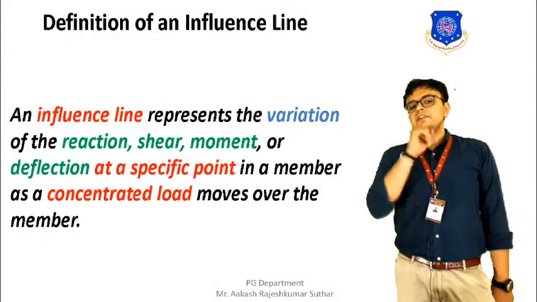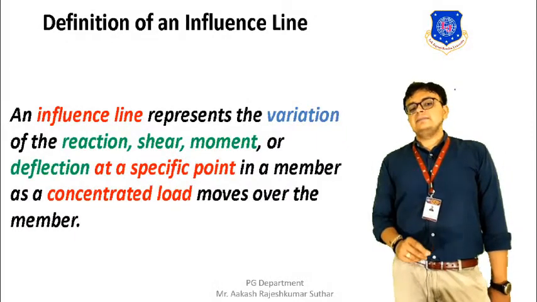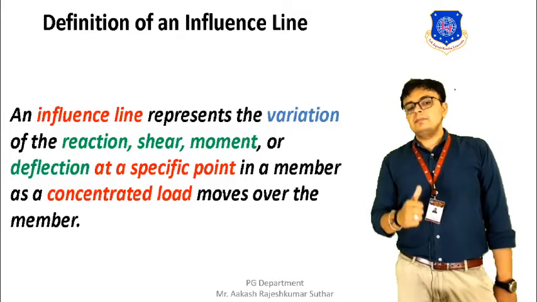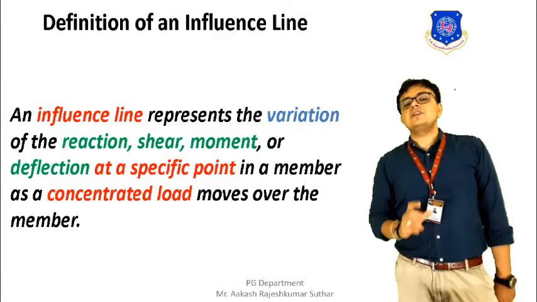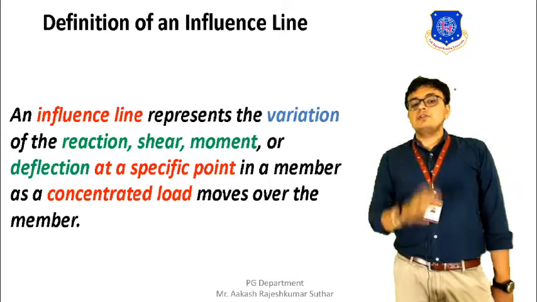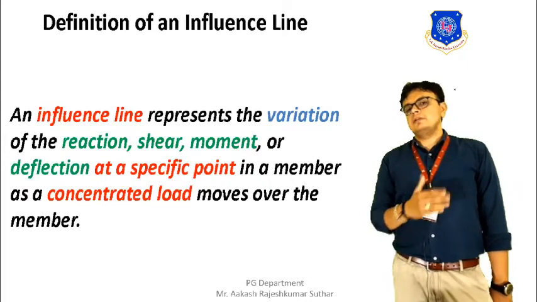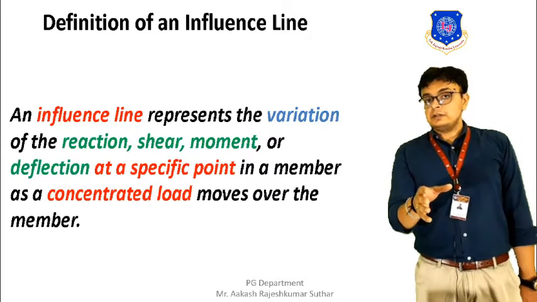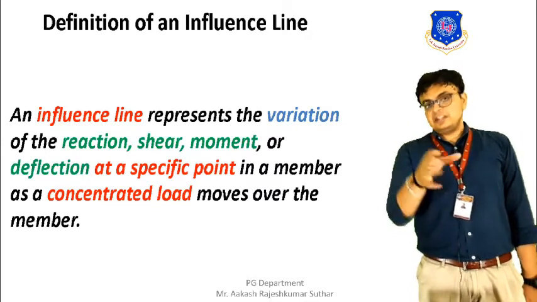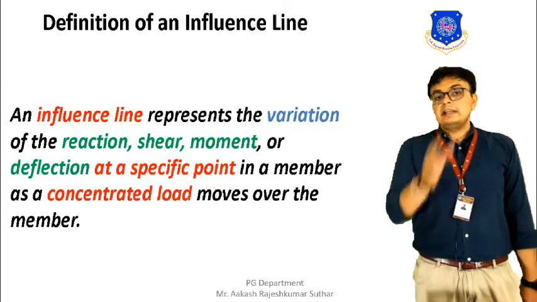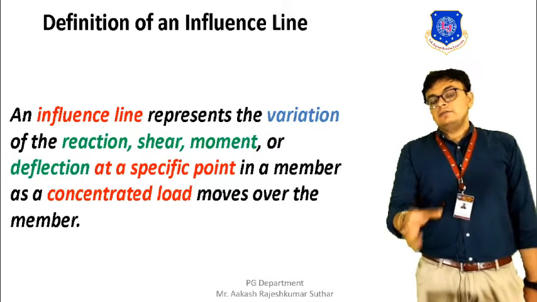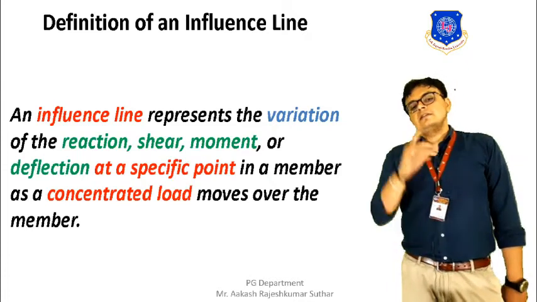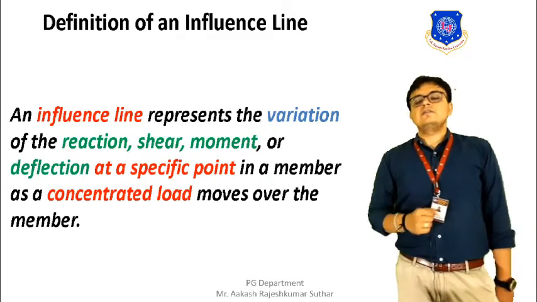diagram. Okay. Now, the definition. An influence line diagram represents the variation of the shear force, bending moment and deflection at a specific point in a member as a concentrated load is moving on the member. It means when the concentrated load is moving, if you want to find deflection, shear force and bending moment at a particular point, then we can get it from the influence line diagram.